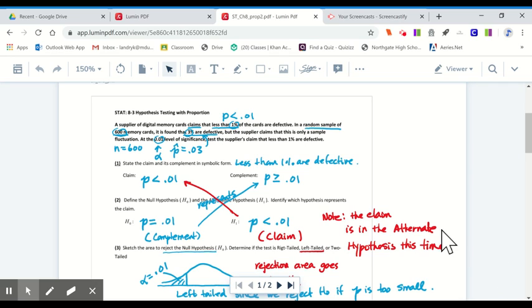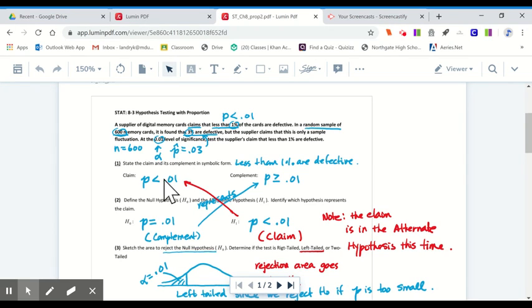So here we go. Okay, so this situation now is we're testing a claim that something is either less than or greater than. So it's not less than or equal to or greater than or equal to, but a claim is P is less than or greater than. And what this scenario does is flips where we put our claim in terms of whether it goes in the null hypothesis or alternate hypothesis.